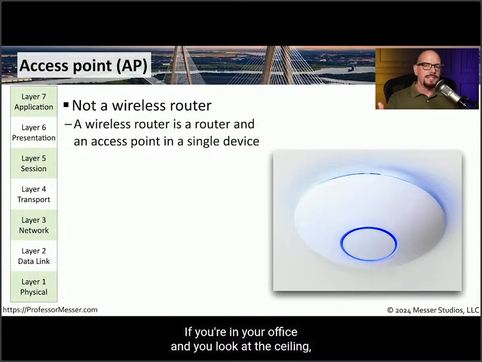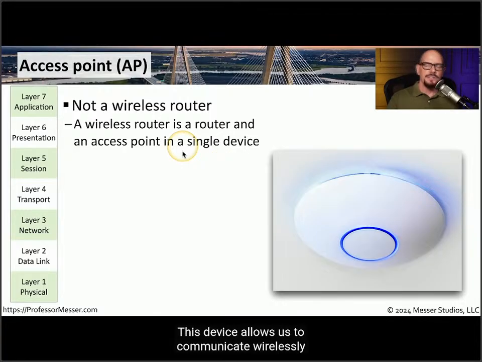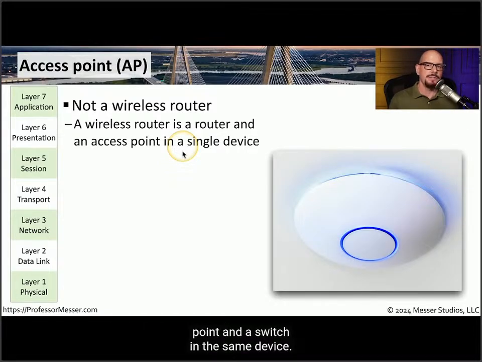If you're in your office and you look at the ceiling, you might see a device like this. This is an access point. This device allows us to communicate wirelessly from our device to the rest of the network. This is not the wireless router that you might be using at home, which is a router and a wireless access point and a switch in the same device. When you're in larger enterprise environments, you're usually using a device that is purpose-built for a single function, and having an access point means that we're using this for wireless communication and wireless communication only.